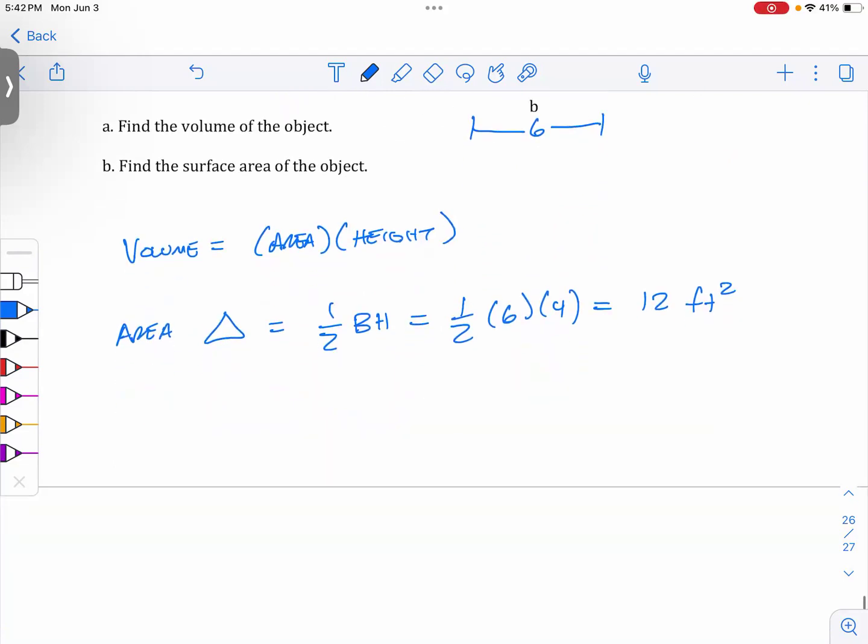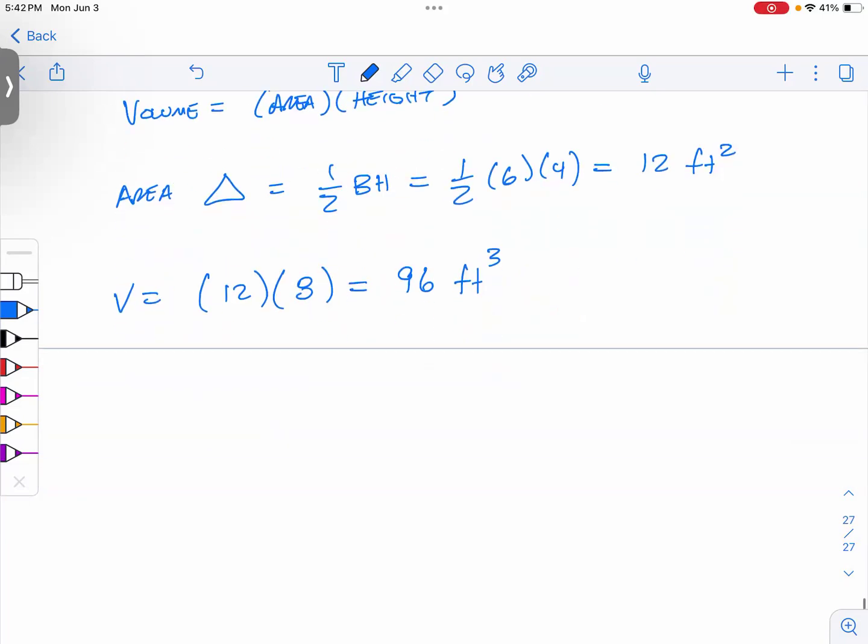Then in order to find the volume, that means we take the area of that triangle and multiply it by the length, which is 8, which gives us 96 feet cubed. Okay, easy peasy.